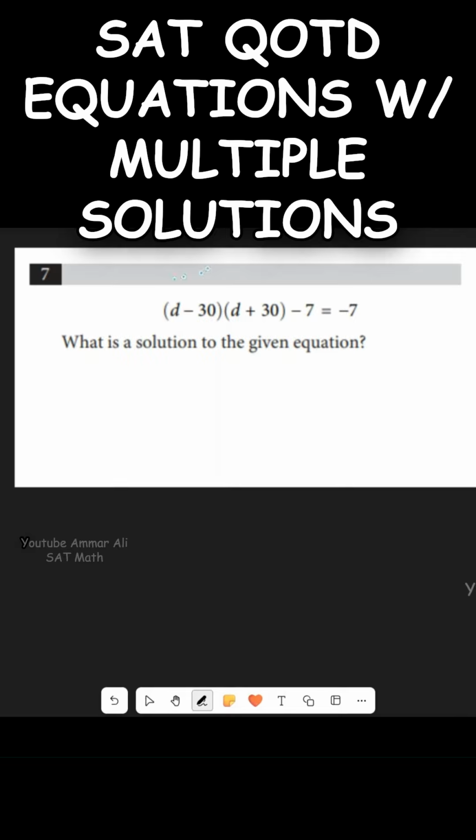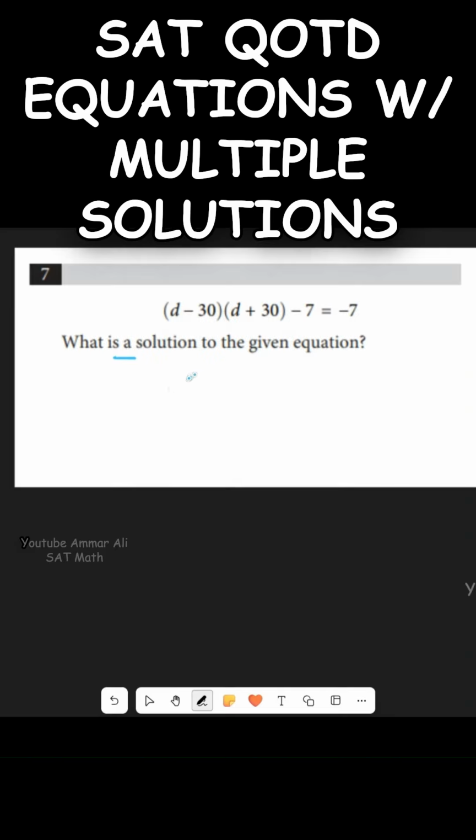The quantity d minus 30 times the quantity d plus 30, all minus 7, is equal to negative 7. What is a solution to the given equation, right? So they don't give us a lot, they just give us this equation, and they're telling us to find a solution, right? So that implies that there are more than one solution, right? Because they just said a solution, so there could be one or two solutions, right?